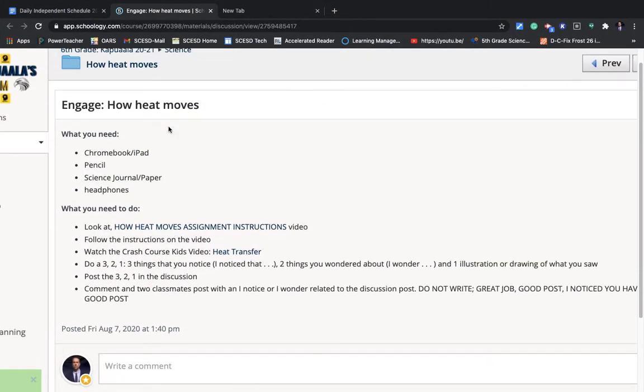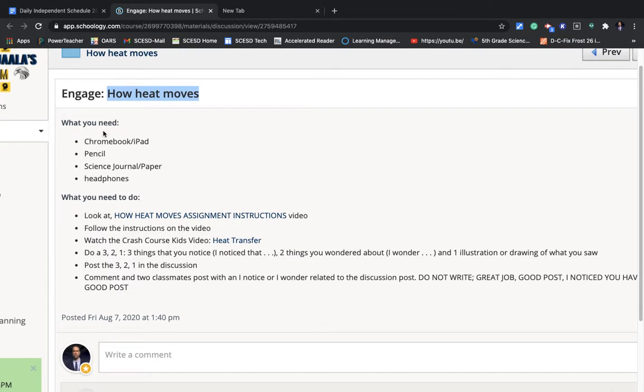Okay, this video is going over the assignment for Engage How Heat Moves. It's a really quick assignment. It should be easy, but I'm going to read the instructions so that you guys who are having difficulty following the instructions can follow along. I'm also going to provide an example of what the 3-2-1 should look like, as well as comments.